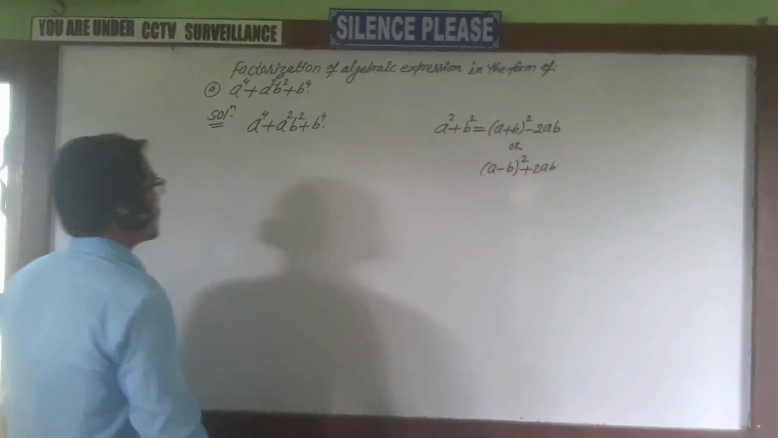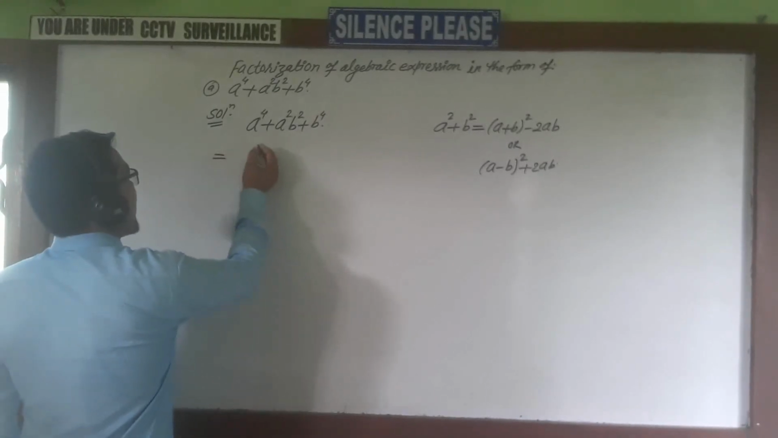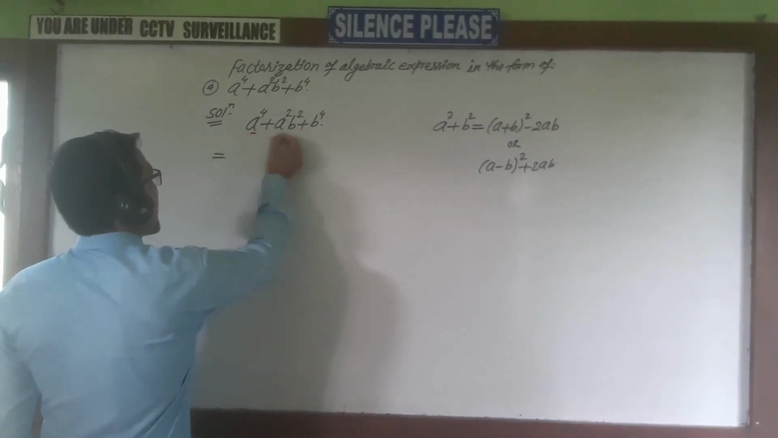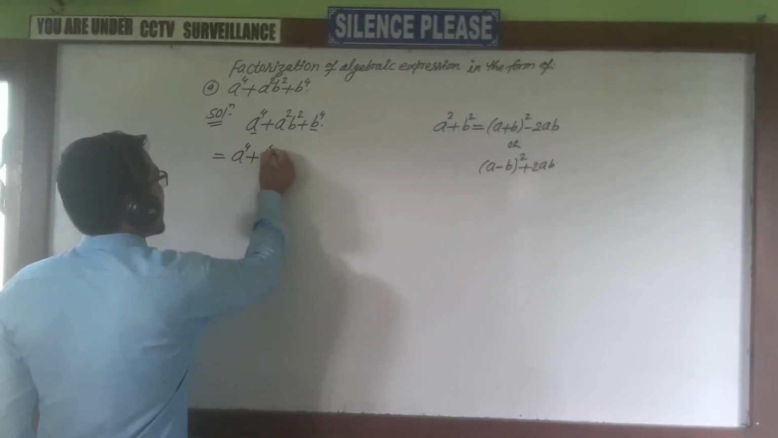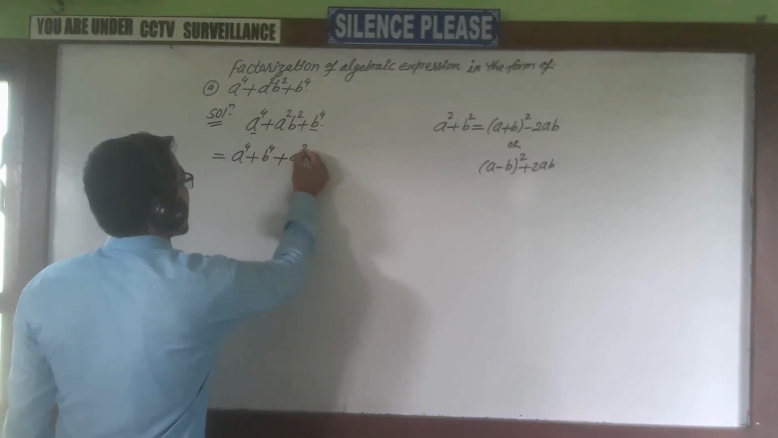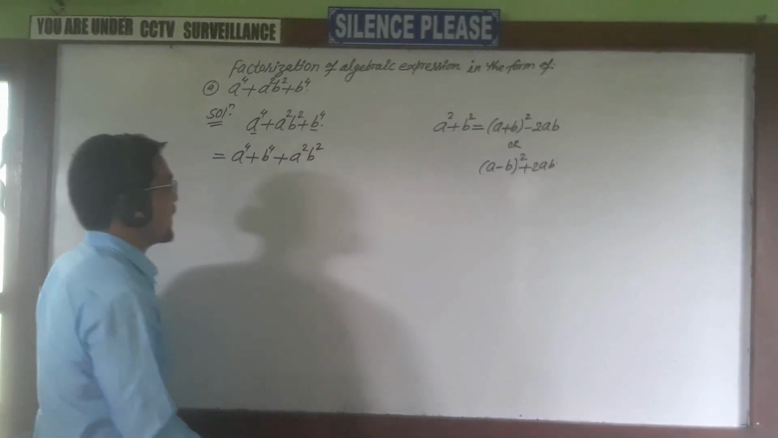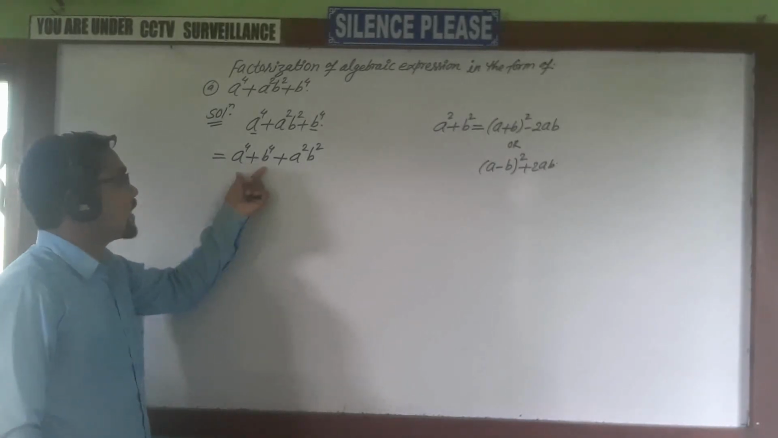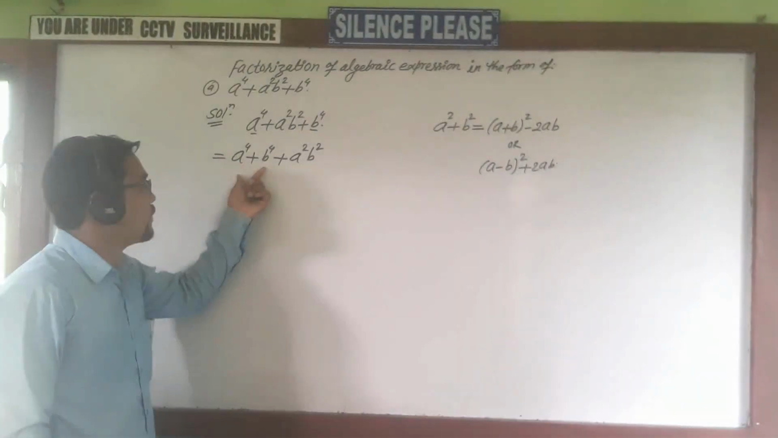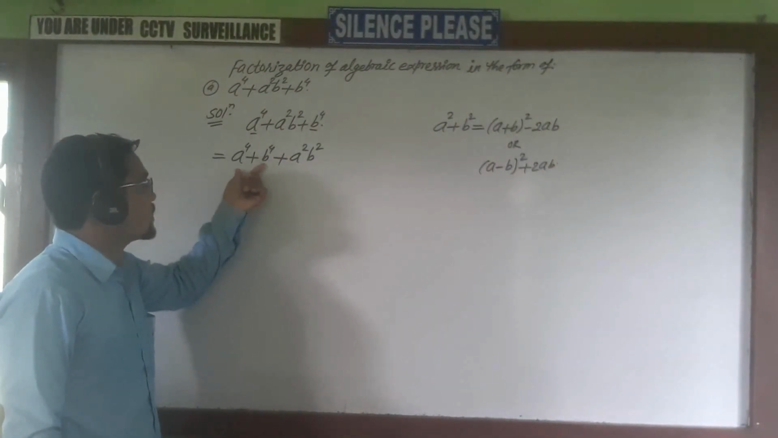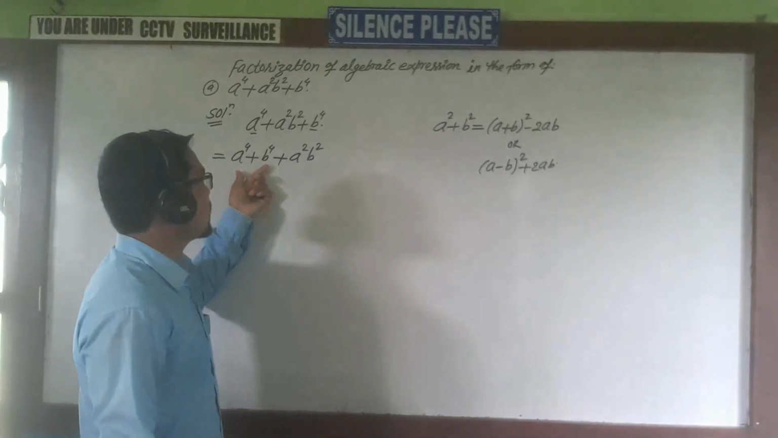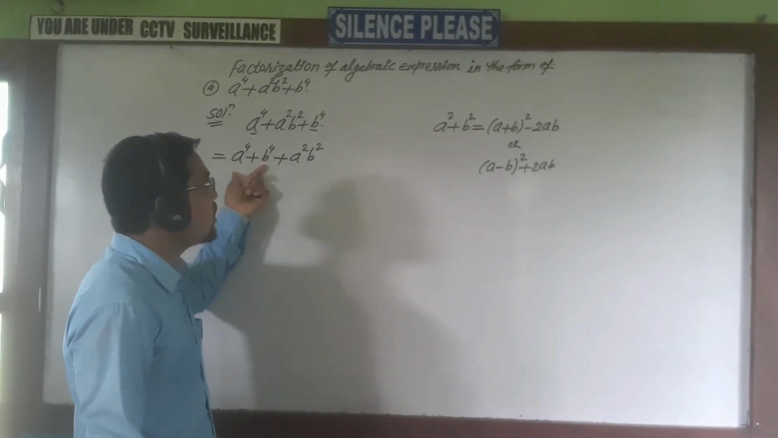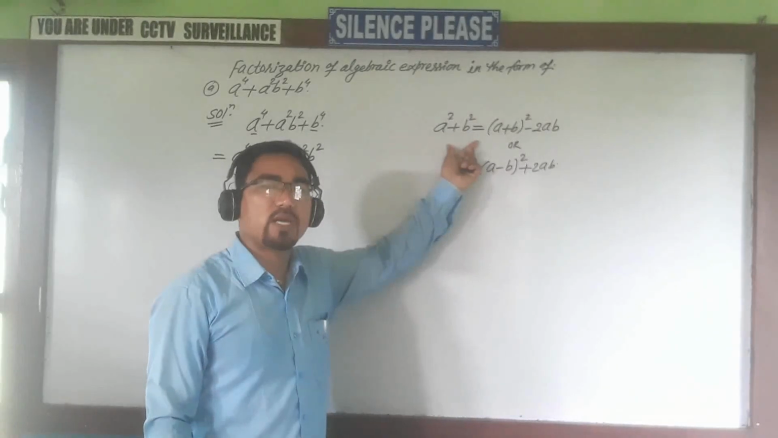In this question, we first arrange the first term and the last term: a power 4 plus b power 4. The middle term, a square b square, we write at the back. Then we look at the first two terms, a power 4 plus b power 4. We have to express these two terms in the form of a square plus b square.